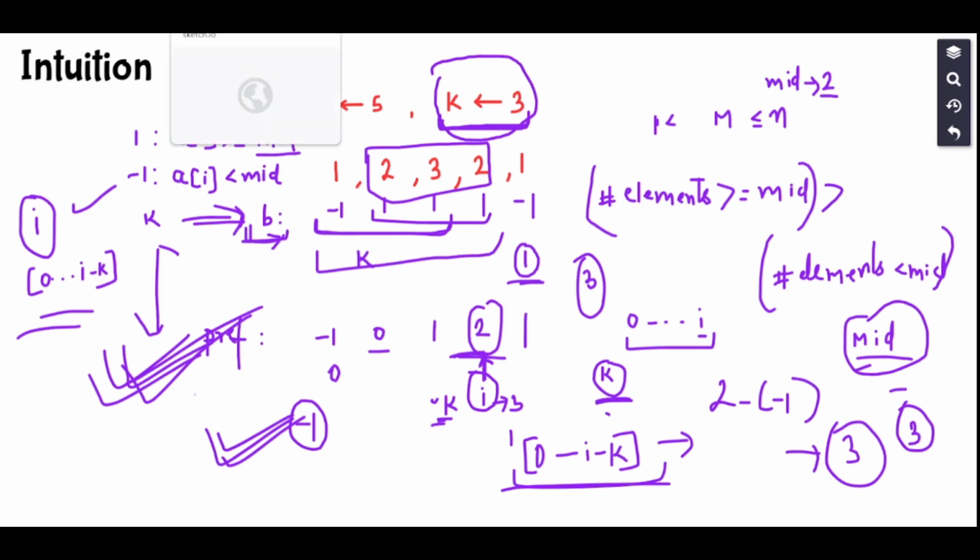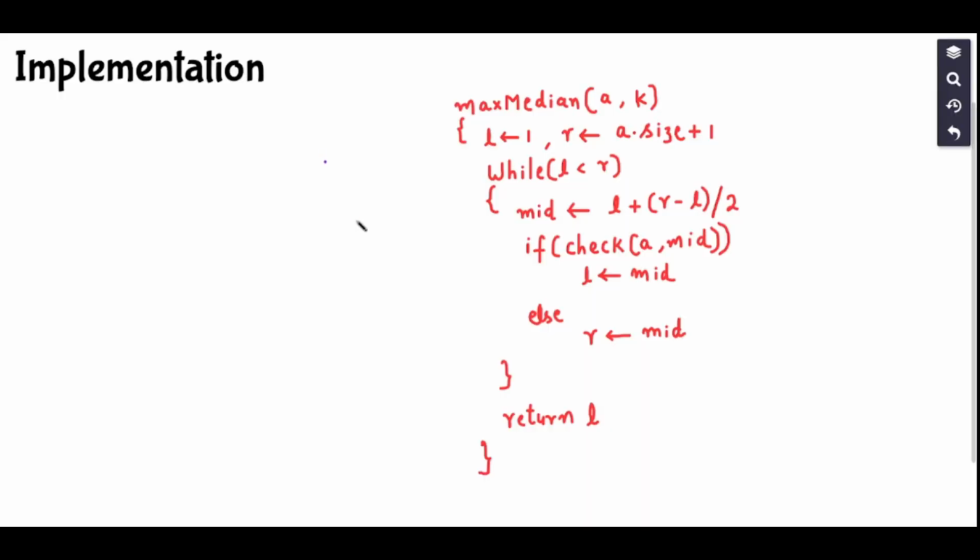Fine. Now let's implement the solution which I discussed here. So this is a max median function which takes in this array A and the segment length k. Find the lower bound, find the lower limit and higher limit, it would never cross n plus 1, and run the usual binary search. Since I want to find the last true element, find the middle element and check if it is valid.